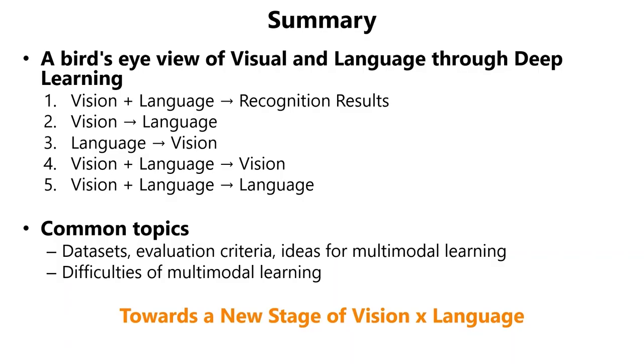To summarize, this talk was an overview of deep learning research on vision and language, which is a fusion of computer vision and natural language processing. I also discussed common topics such as datasets, evaluation metrics, and common innovations and difficulties in deep learning. I'd like to conclude this talk with a hope that new research that fuses vision and language will emerge from among those who have listened to this talk.